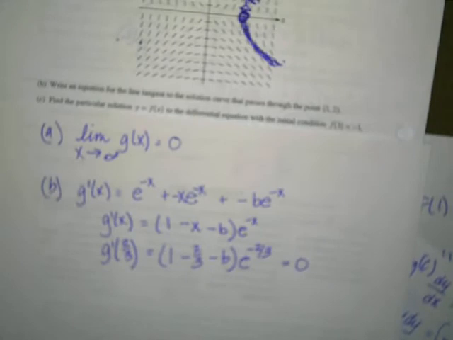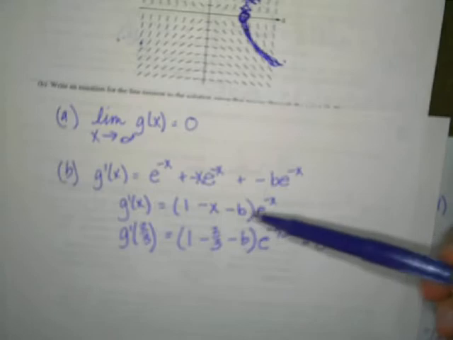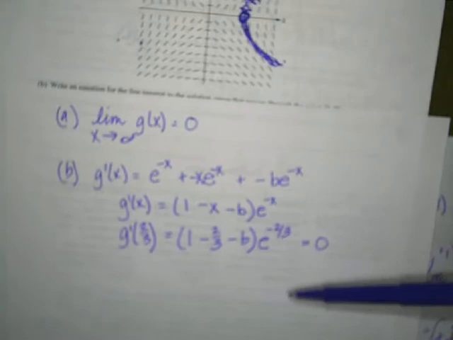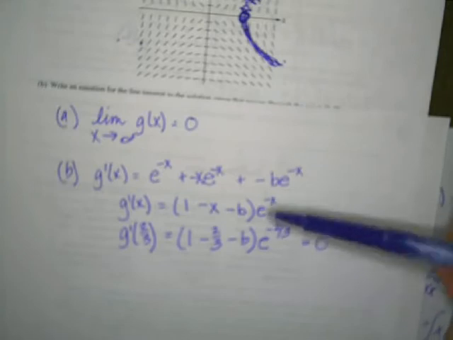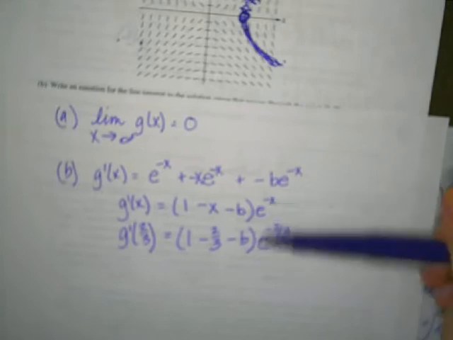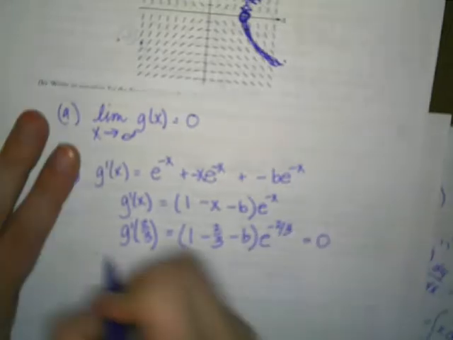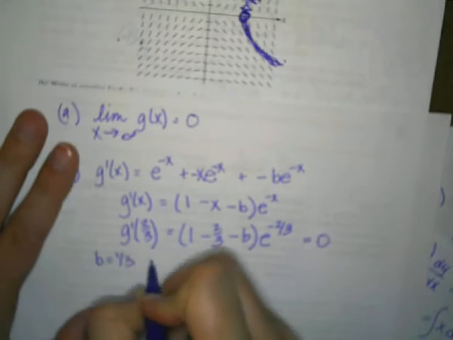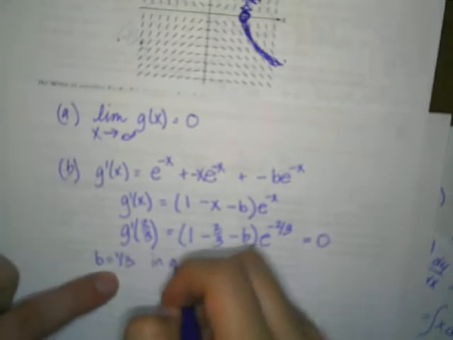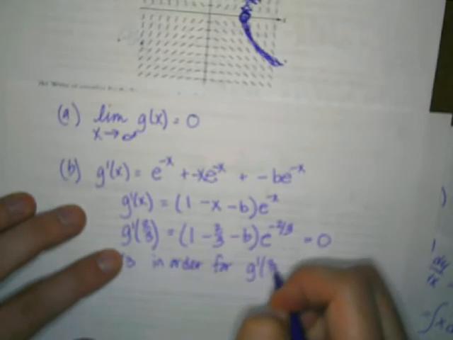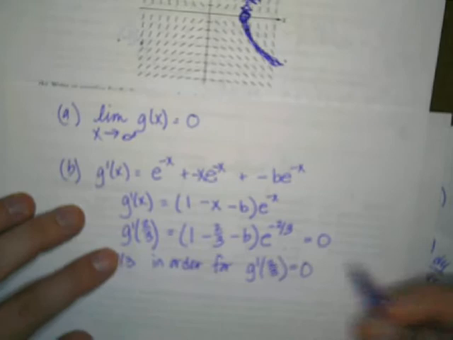And so by doing that, I would get, well, we might just be able to look at this in a hypothetical manner. And this is going to be some fraction. But in order to get this equal to 0, b would have to be 1/3 in order for g prime of 2/3 to be equal to 0.